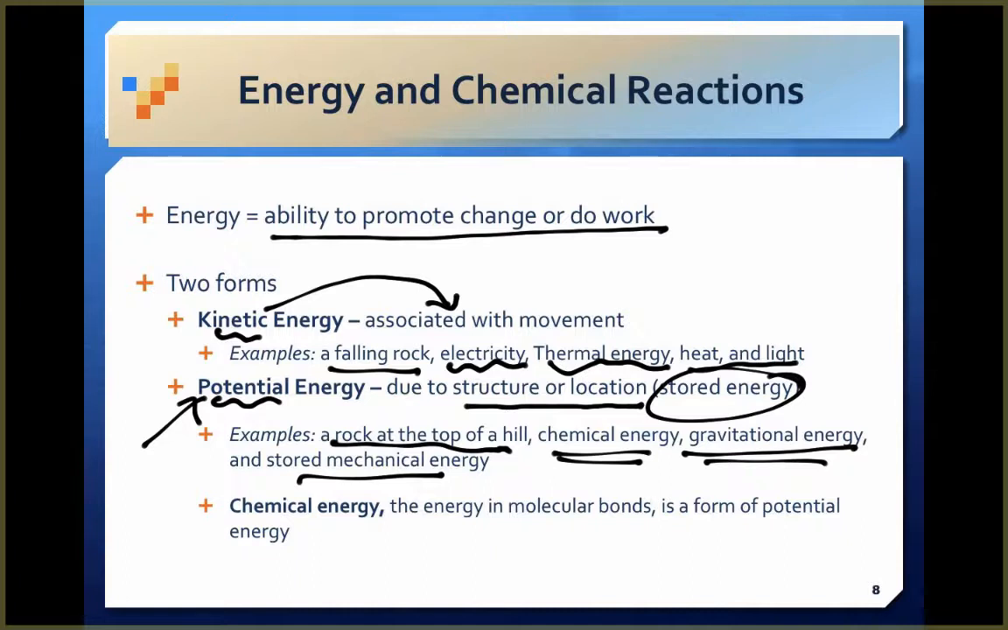This section is going to focus a lot on chemical energy, which is the energy in molecular bonds. This is a form of potential energy, and we're going to be focusing on this in the next couple of weeks. Now watch this video, and as you go through, before they tell you if it is potential or kinetic energy, see if you can figure it out.